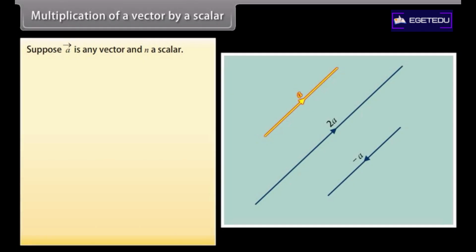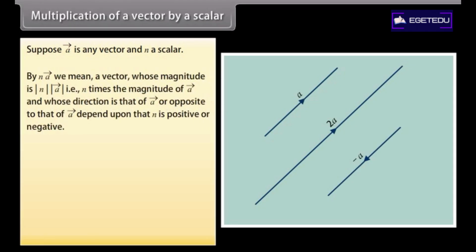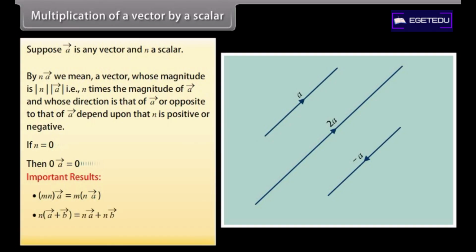Multiplication of a vector by a scalar. Suppose vector A is any vector and n a scalar. By vector nA we mean a vector whose magnitude is mod n times mod of vector A, that is, n times the magnitude of vector A, and whose direction is that of vector A or opposite to that of vector A, depending upon whether n is positive or negative. If n is equal to 0, then 0 times vector A is equal to 0. Important results. m(n vector A) equals (mn) vector A. n(vector A plus vector B) equals n vector A plus n vector B. (m plus n) vector A equals m vector A plus n vector A.